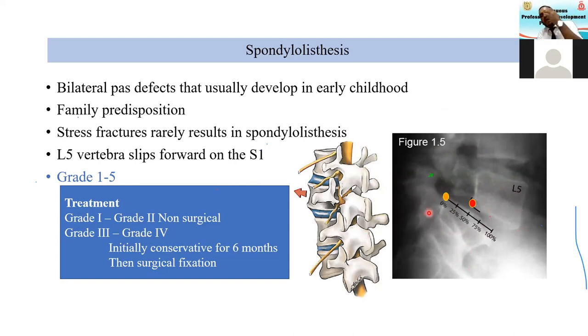The grading is based on the slippage percentage. A 25% slip is grade 1, 50% is grade 2, grade 3 is about 75% slippage, and 100% is grade 4. So based on this grading, the treatment varies. Most of the time, conservative management is very successful. Grade 1 and grade 2 injuries are usually non-surgical. For grade 3 and 4, initially conservative management for 6 months, usually with promising results. But if there are no promising results in 6 months in grade 3 and 4 injuries, surgical fixation with fusion can be attempted with orthopedic referral.